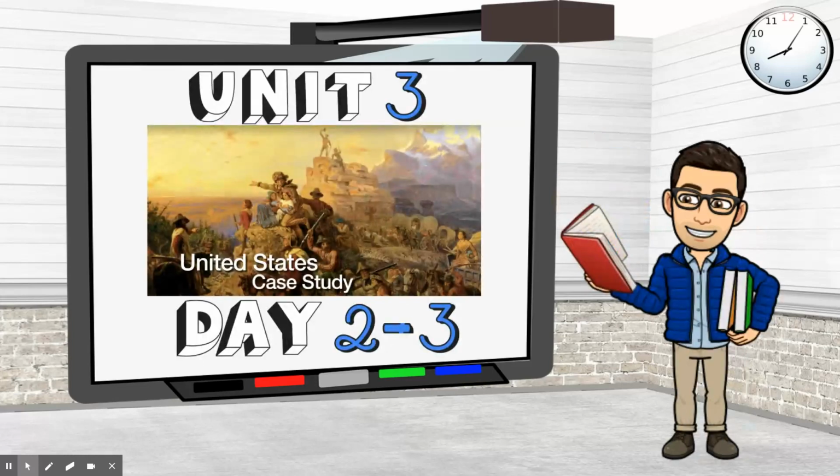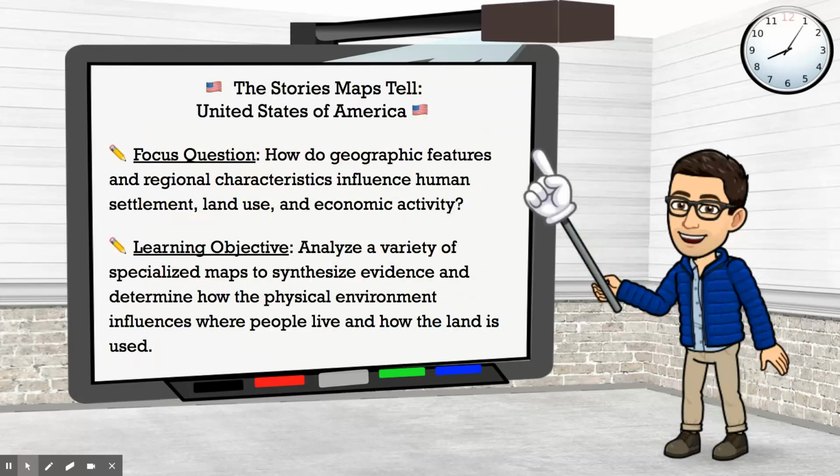Today, we will be looking at Unit 3, the United States case study, in our Day 2 to 3 lesson. The topic of our lesson is the stories maps tell, United States of America. Our focus question is, how did geographic features and regional characteristics influence human settlement, land use, and economic activity? Our learning objective for today is to analyze a variety of specialized maps to synthesize evidence and determine how the physical environment influences where people live and how the land is used.